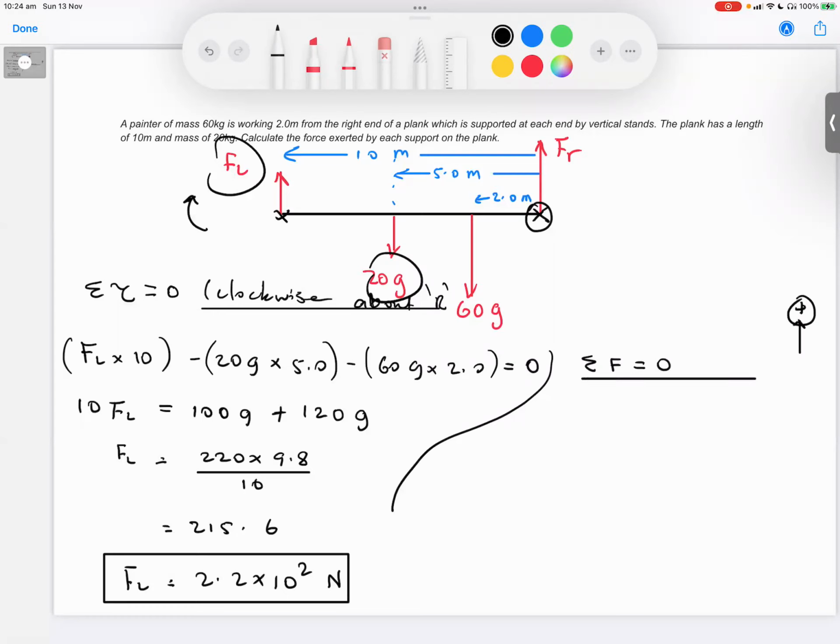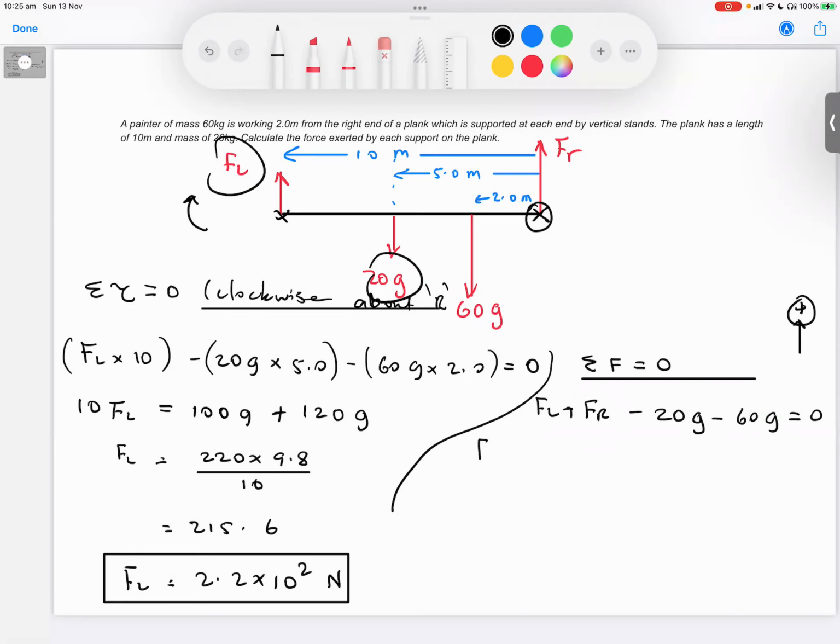So FL plus FR up, remember up is positive. We've designated up as positive. So minus 20G minus 60G equals 0, because it's in what we call translational equilibrium. So that's rotational equilibrium. This is translational equilibrium. And both are required for what's called overall static equilibrium, or just equilibrium, okay? So we need to solve for FR, just circle that.